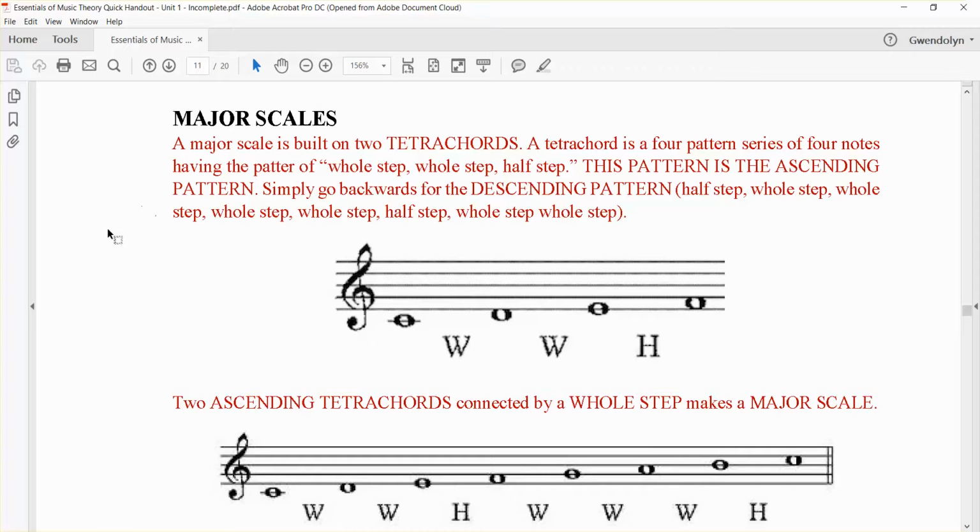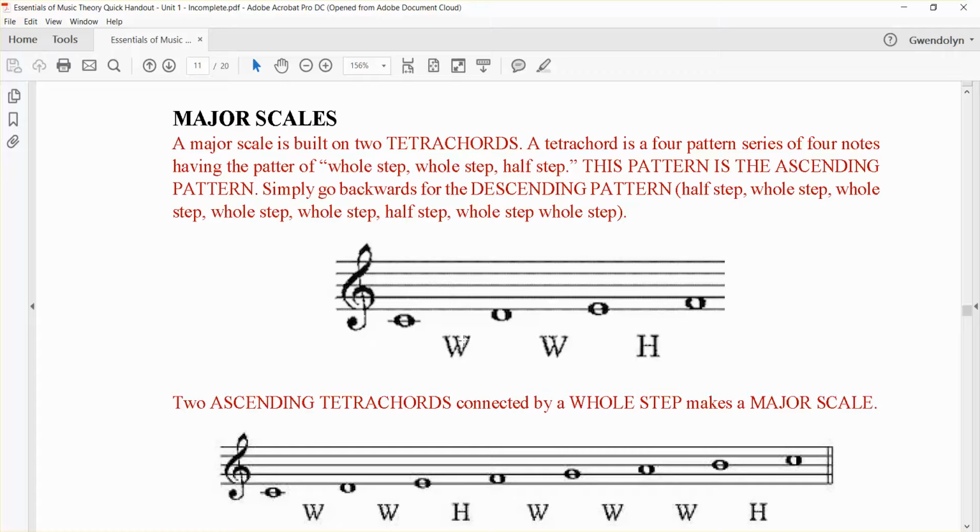A major scale is built on two tetrachords. Now the word tetra means four, so a tetrachord is a series of four notes having a pattern of whole step, half step. The four notes of a tetrachord must be in alphabetical order. So if you remember what we've talked about when you are constructing any type of scale, you would construct it in alphabetical order. For example, C major, C, D, E, F, G, A, B, C.